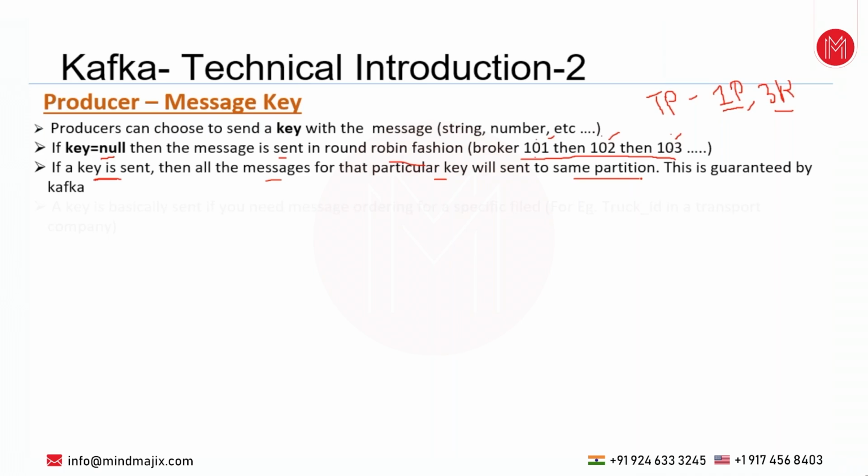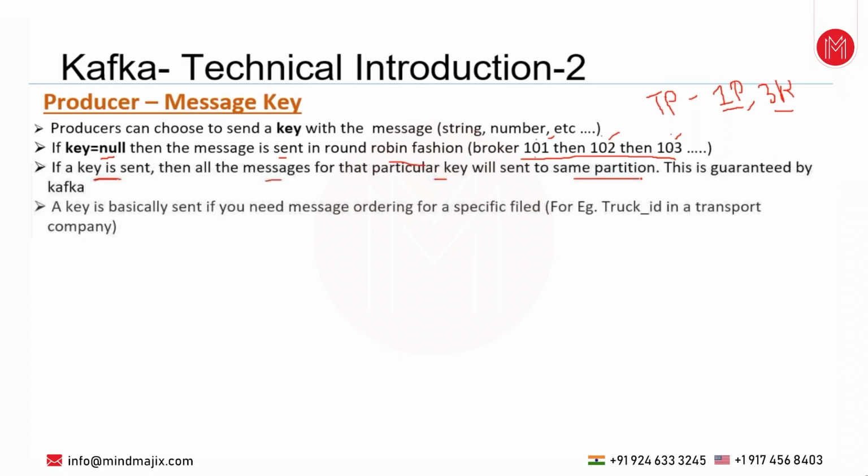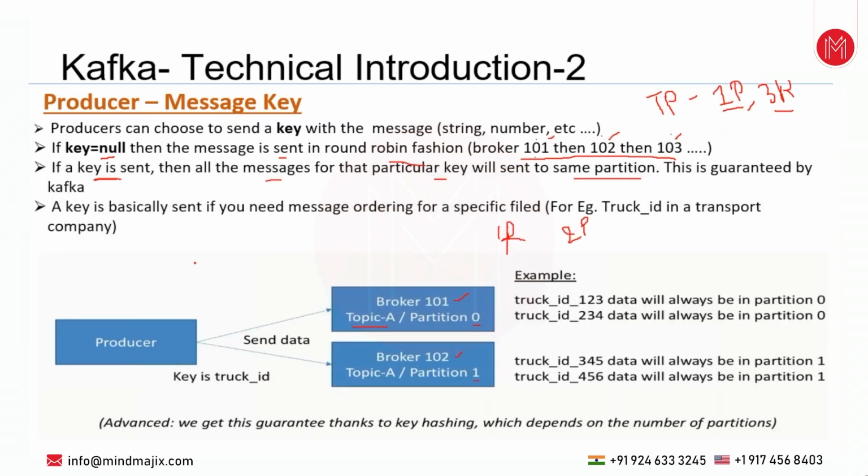okay, let's draw a diagram. Let's assume I have a Kafka cluster with two brokers, broker 101 and broker 102, and I have a topic with two partitions, say partition 0 and partition 1. Let's assume the topic is created with two partitions and only one replication factor. So partition 0, one copy, and partition 1, one copy. Now, a producer is sending the data.